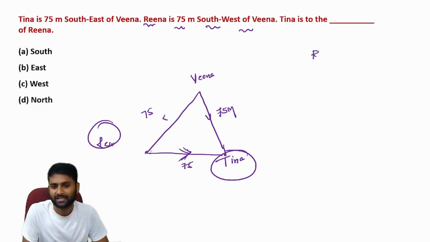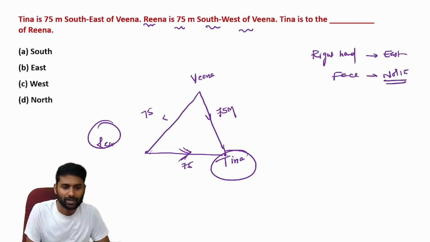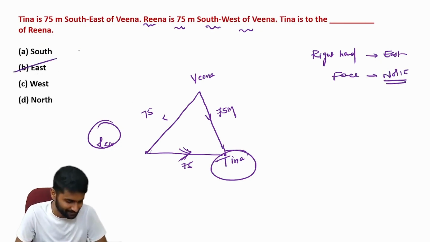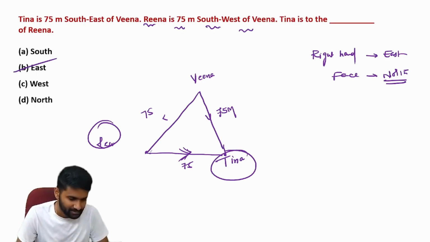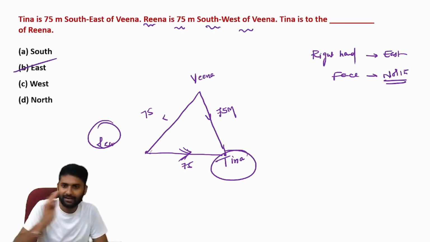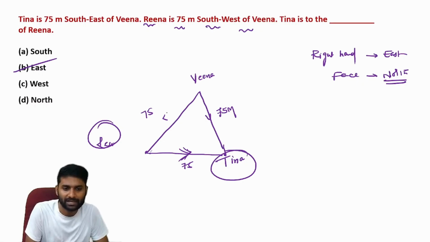I told you many times, guys, in directions, the right hand is always with the east. If you face anything, it is always the north. These two references are important. So according to this question, Tina is east of Reena. So the answer is east. Important reference: right hand facing. Based on that only, consider the directions.